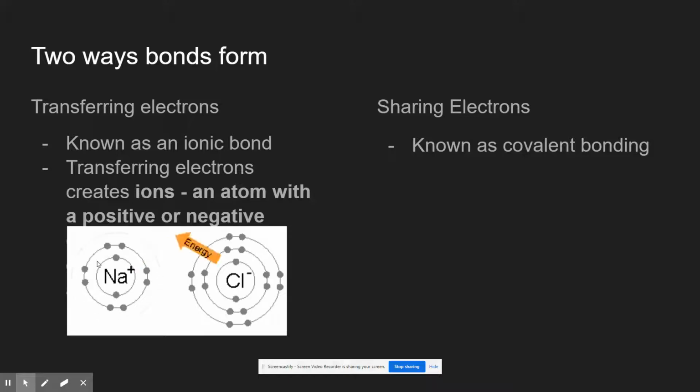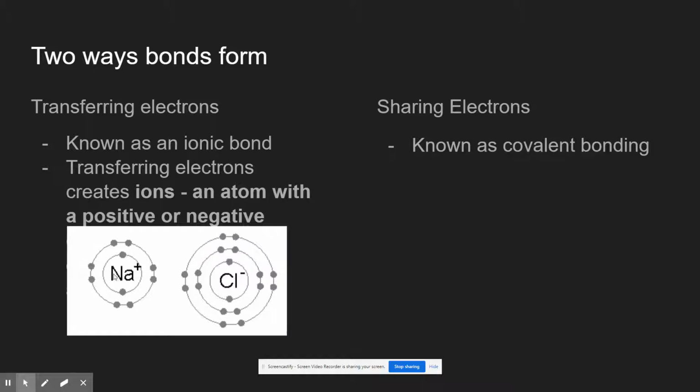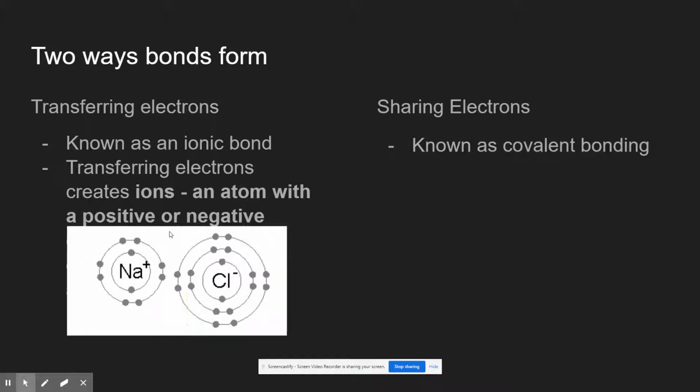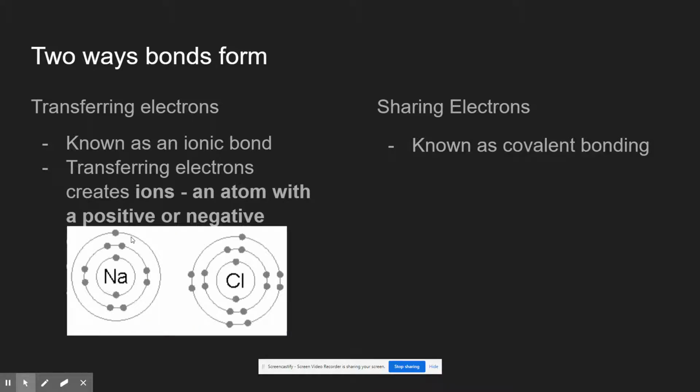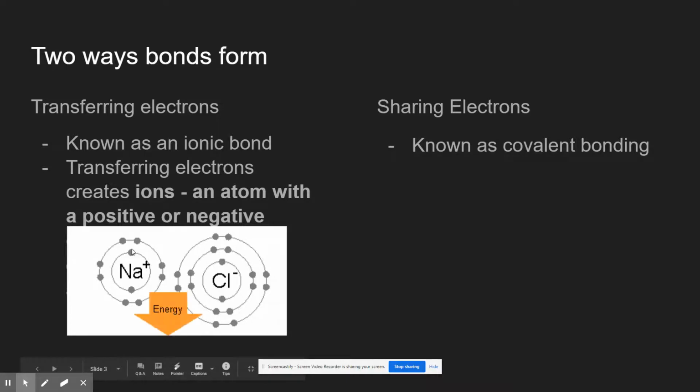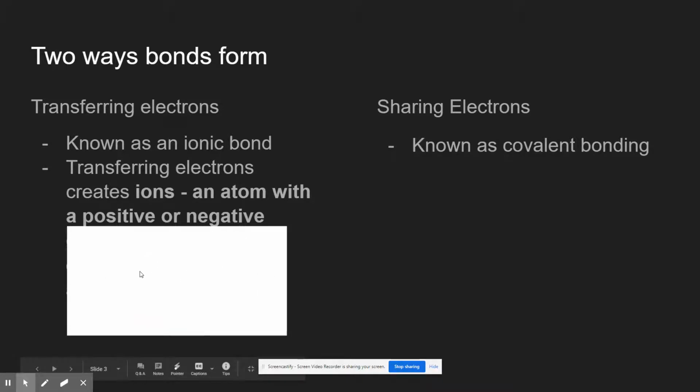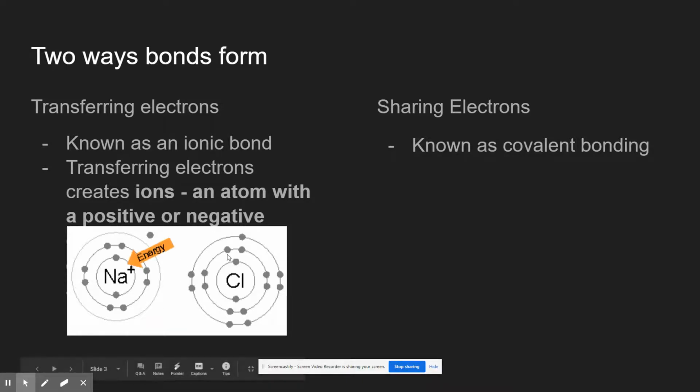So in this case, the sodium atom has 11 protons. When it's neutral, it has 11 electrons. But when that electron leaves, now it has 11 positive charges and 10 negative charges. So it's going to have a positive charge because it'll have one more positive charge than negative. And then when the chlorine takes it, it will now have a negative charge.